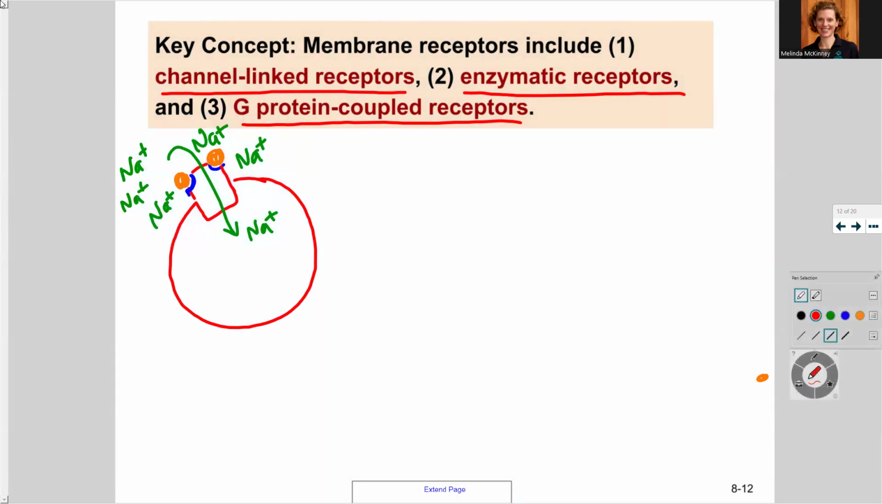So that's the first one. Then the second option here is an enzymatic receptor. So that means I'm on the surface of my cell.